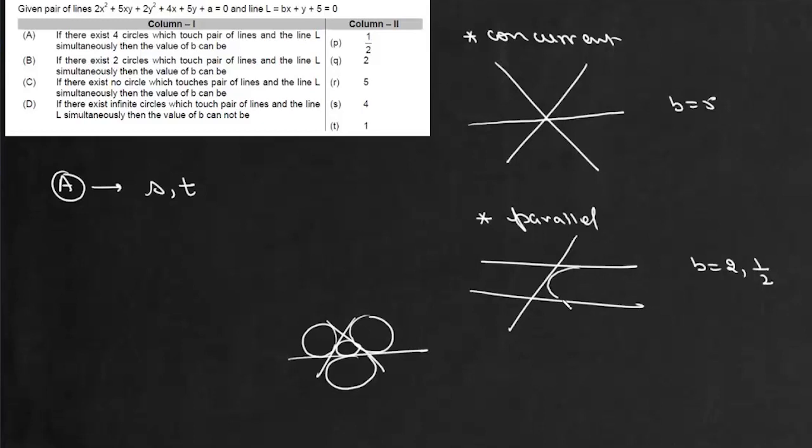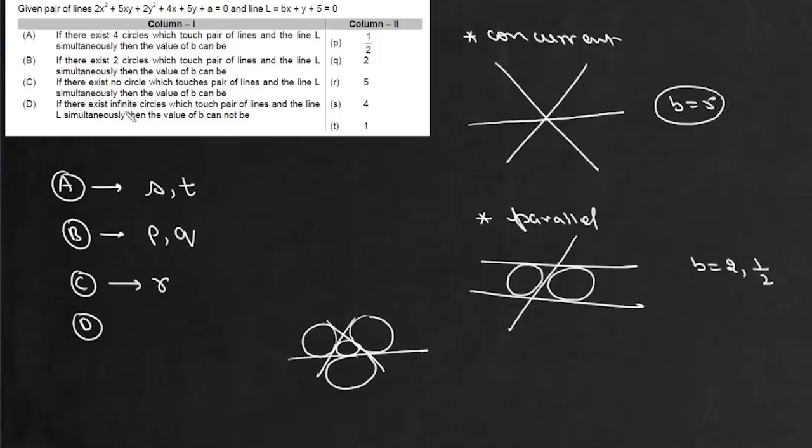Now B is, there exist two circles which touch the pair of lines and the line L simultaneously. Now this is possible when two of the lines are parallel. So in this case, the value of b can be 2 or 1 by 2. So B matches with P and Q. Now C is, there exists no circle which touches the pair of lines simultaneously. That means they have to be concurrent. The value of b must be 5. So C matches with R. And D is, if there exist infinite circles which touch the pair of lines and the line L simultaneously, then the value of b cannot be. Now for the given equations, these are the only three cases possible.